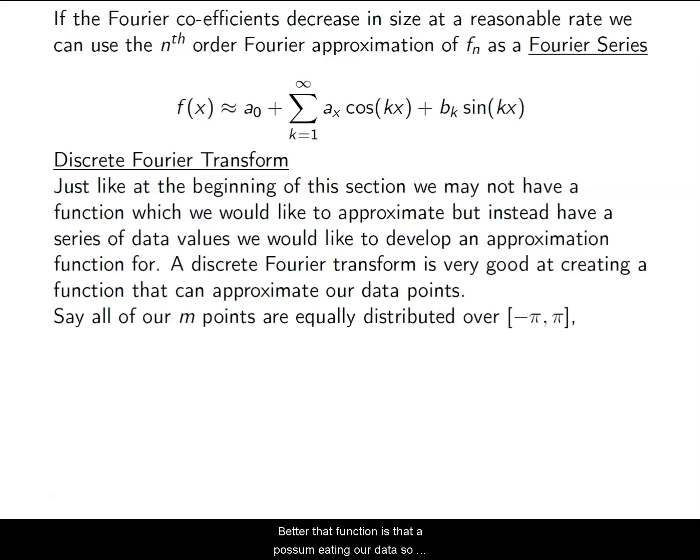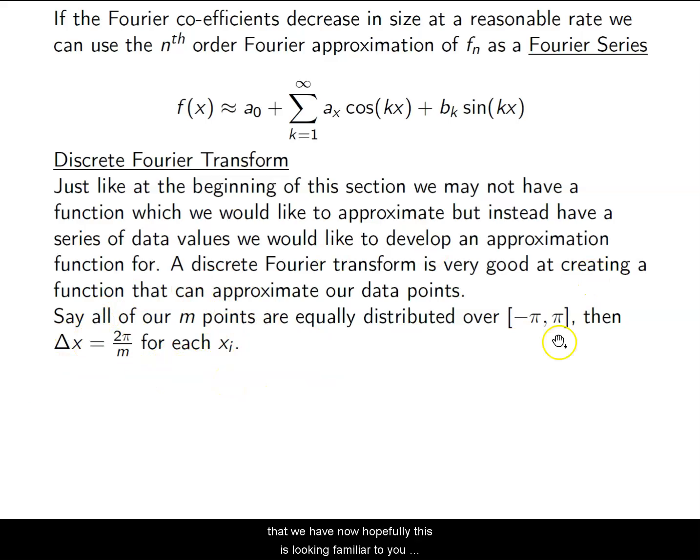Okay, so say all of our m points, so let's say we have m of them, are equally distributed over the interval negative pi to pi. Now, of course, this interval is important because that's the interval of the continuous functions that we're looking at for our inner product space, right? Then the change in x for each of these inputs is going to be 2 pi over m, where m is the number of data points for each x sub i that we have.